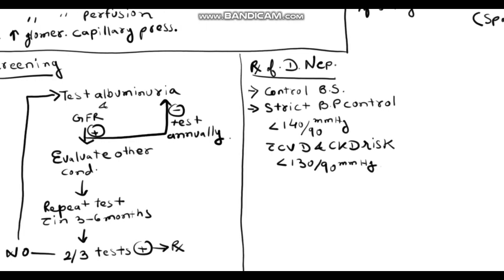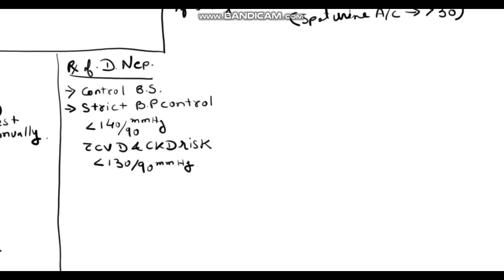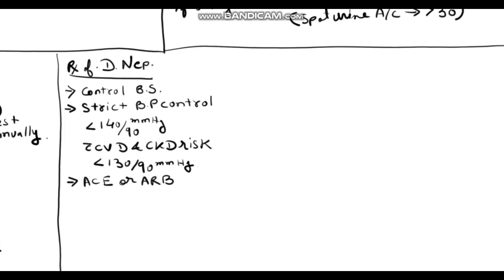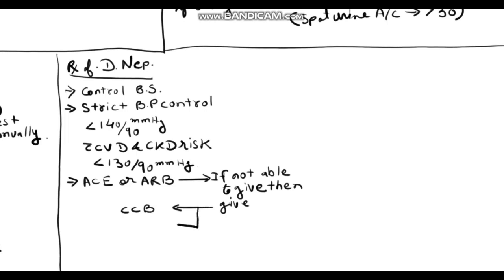This BP control can be taken care of by various drugs including ACE inhibitors or ARBs. Actually they have no benefit prior to albuminuria, but if we are not able to control the BP with ACE inhibitors or ARBs, then we can give the patient a calcium channel blocker, mainly of the non dihydropyridine class, beta blockers and diuretics. These can help in reducing the BP as well as albuminuria.